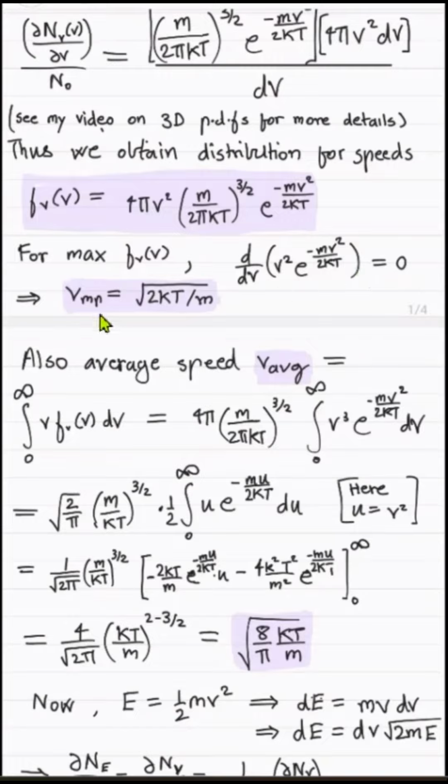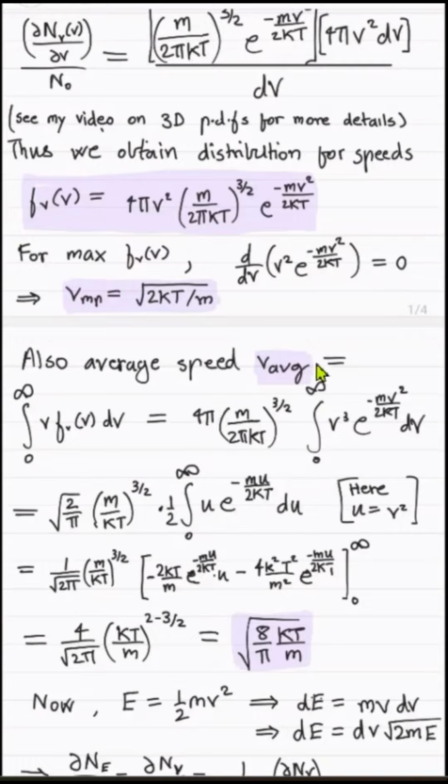So just get the vmp, which is the v most probable, that's equal to square root of 2kT upon m. This is actually very well known. The most probable speed is square root of 2kT upon m. Sometimes people also write it like ump, whatever.